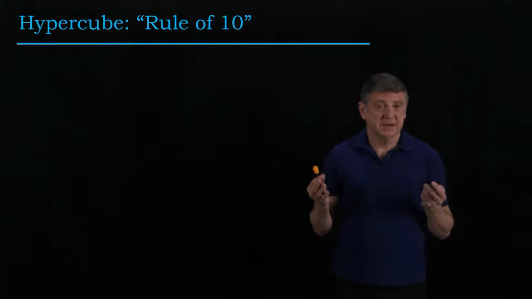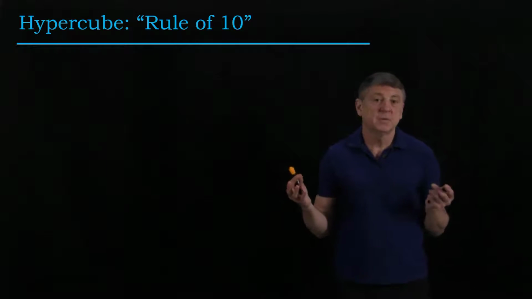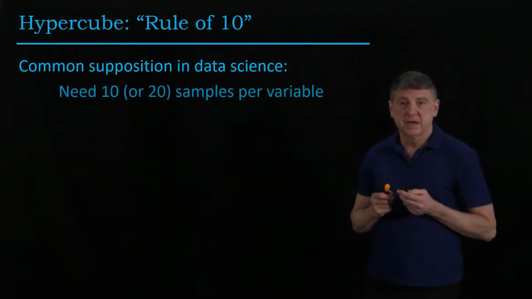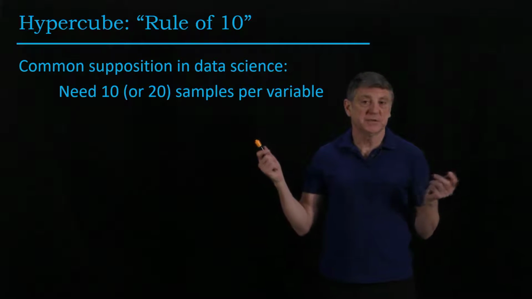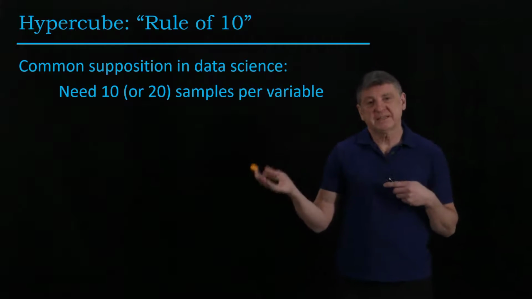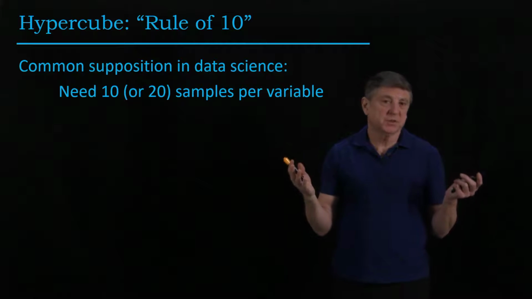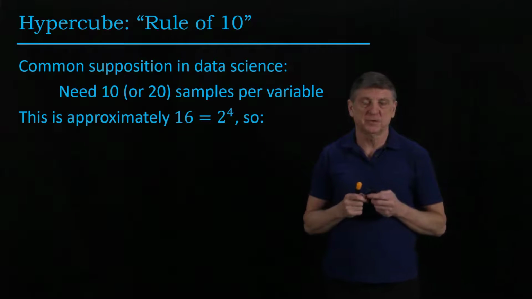So, in data science, there's something that's called the rule of 10. I personally am a little suspicious of it, but you'll find this in many, many sources. And that is, for every variable in your data, you need 10 samples, and some authors will say you need 20 samples. Well, let's see, between 10 and 20, what's a nice convenient number? I'd say, let's say 16, because it's a power of 2.